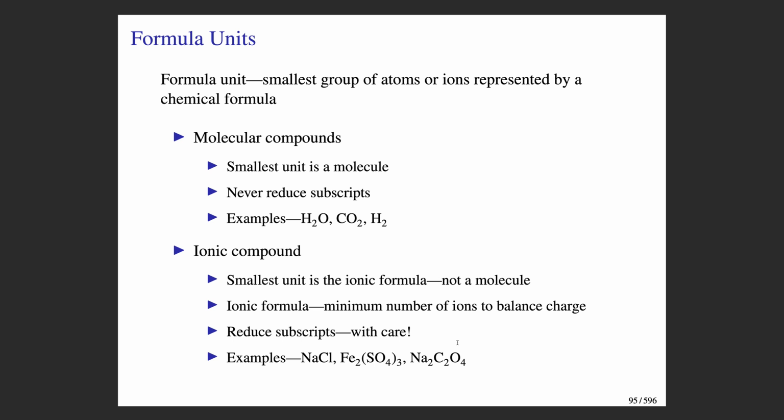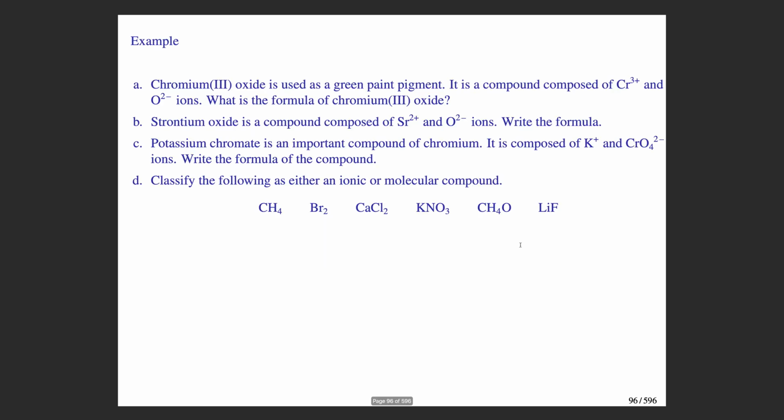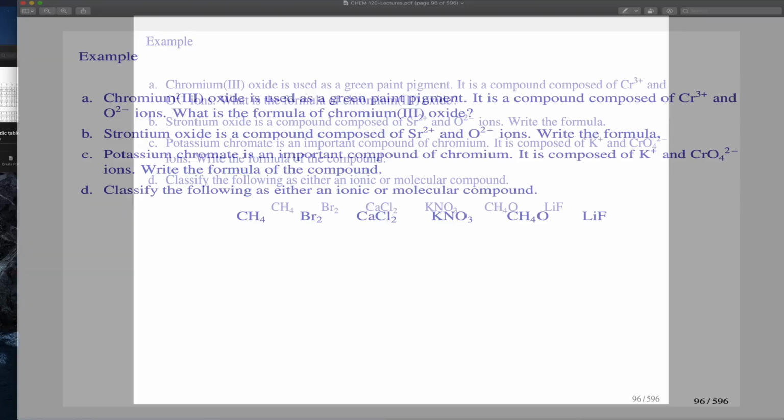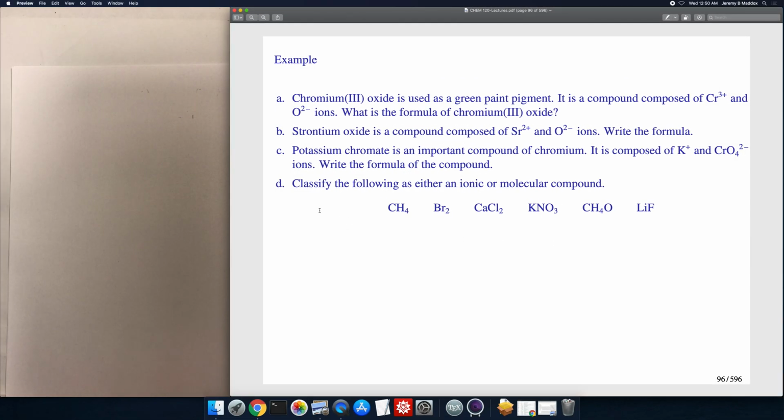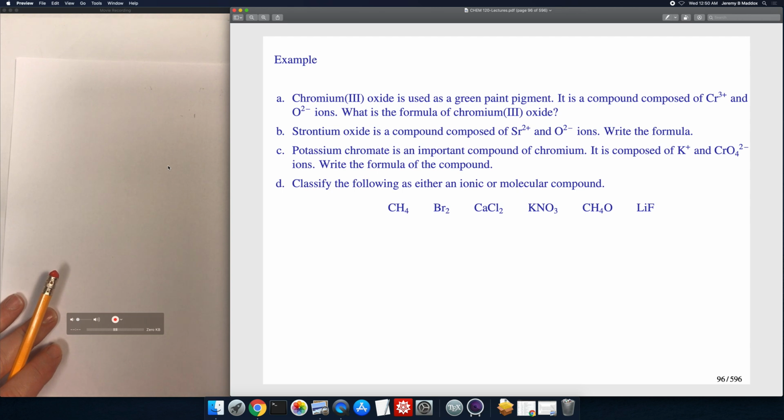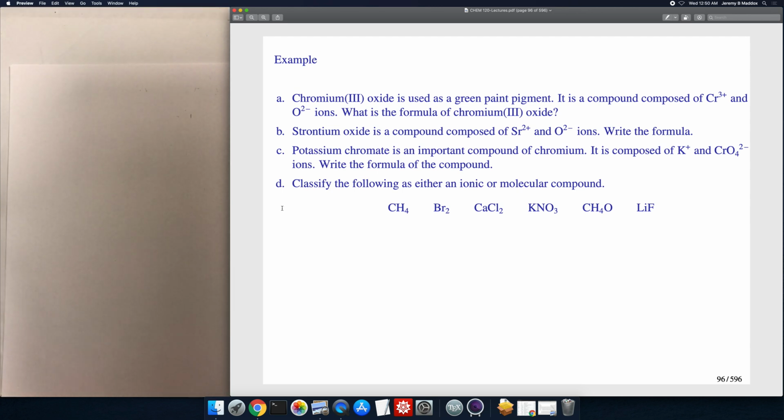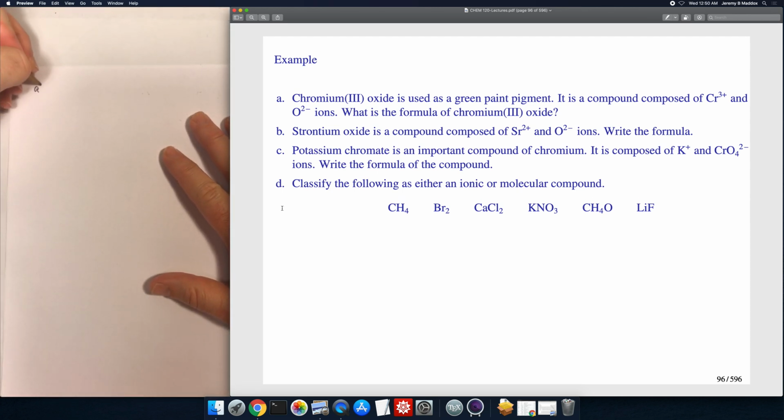So what I think I have for us next are some example problems, and so I'm going to go back to my paper here. In part A, we're talking about chromium(III) oxide, which is a paint pigment.